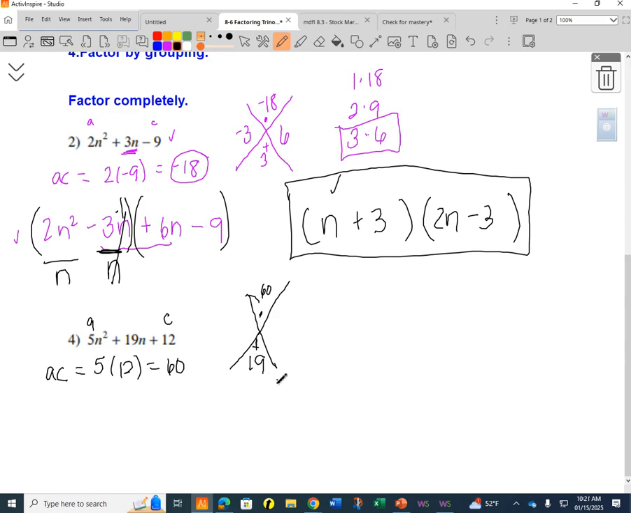Positive 60, positive 19. For a positive, they both have to be positive or they both have to be negative. Then this is a positive, so both have to be positive. Lee? It is 15 and 4. So if you're stumped, just list the factors of 60. Lee says 15 times 4 is 60. He's correct. And 15 plus 4 is 19. So that's what I need. So 15 and 4 go here.